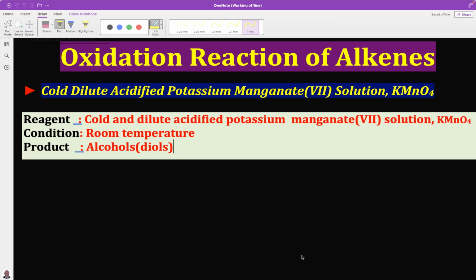The condition usually for cold dilute acidified potassium manganate 7 solution will be room temperature, and our product we will get in the course of this oxidation reaction, the products are alcohols. They are usually diols. Diols are usually formed.